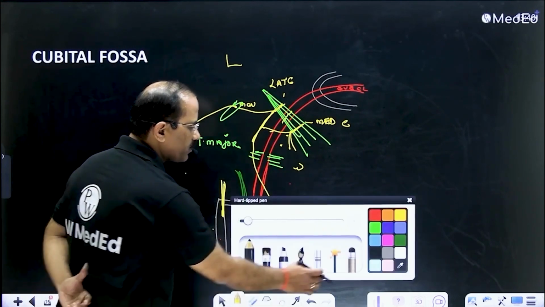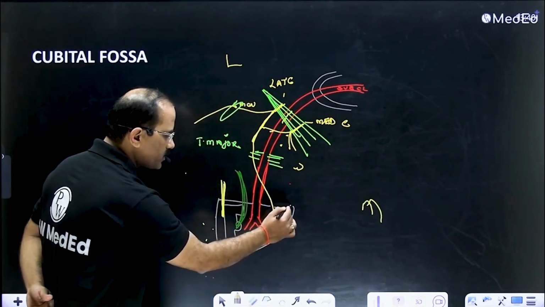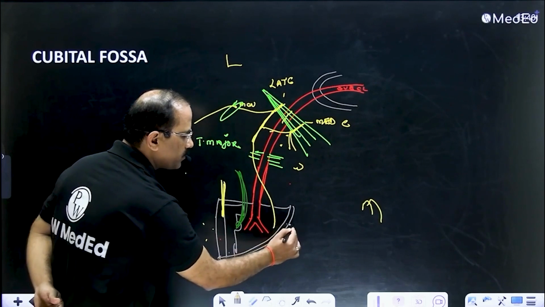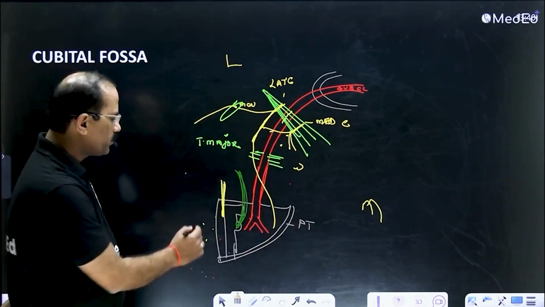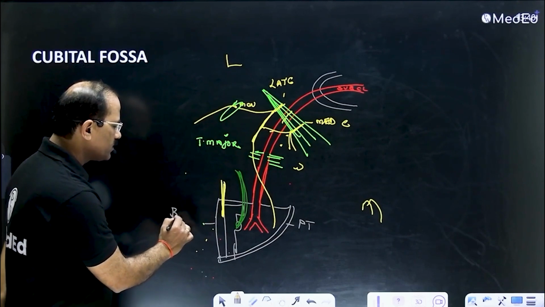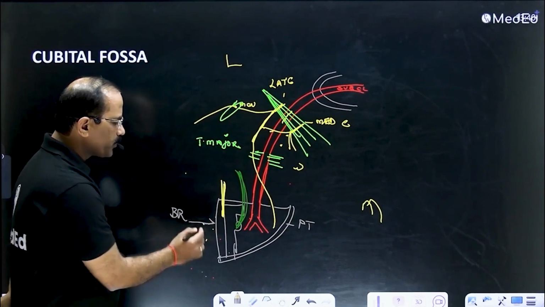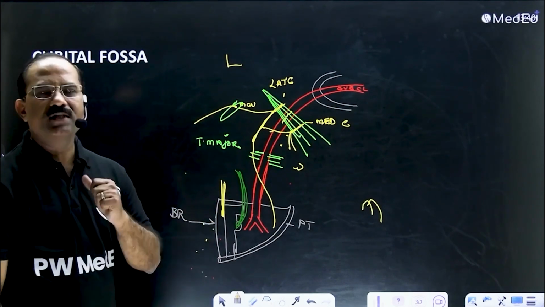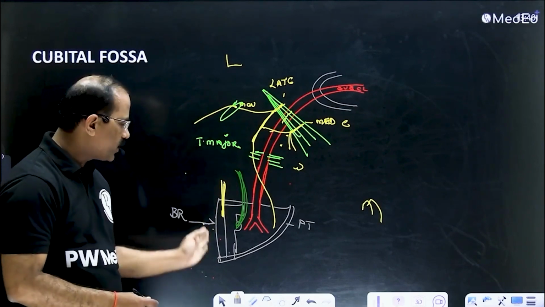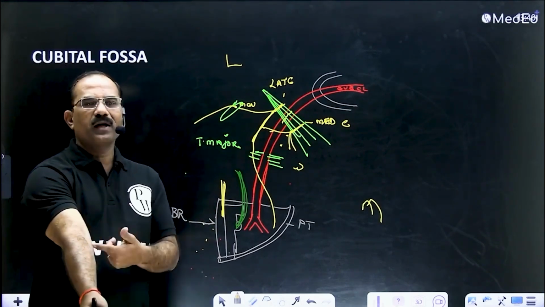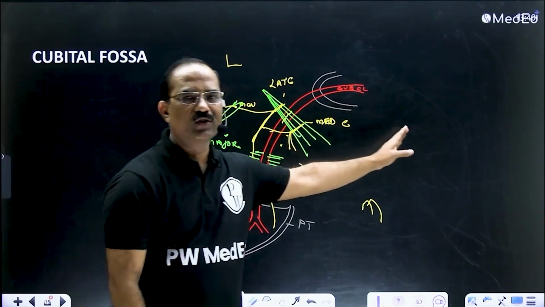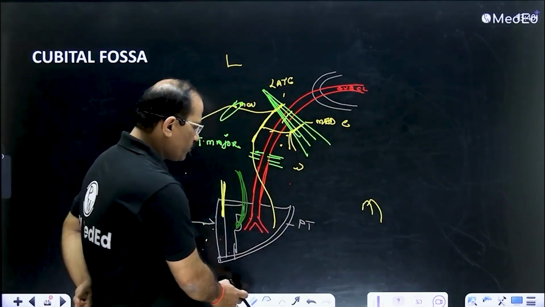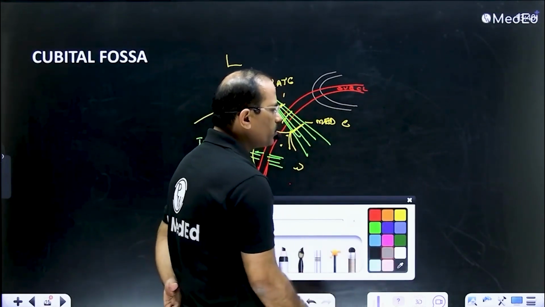Let me just tell you what are the boundaries of the cubital fossa. Who's this on the medial side? That's the pronator teres. So the medial boundary is formed by pronator teres. What is this? That's the brachioradialis. So medially is the pronator teres, laterally is the brachioradialis. The base of the cubital fossa is formed by a line joining the two epicondyles.